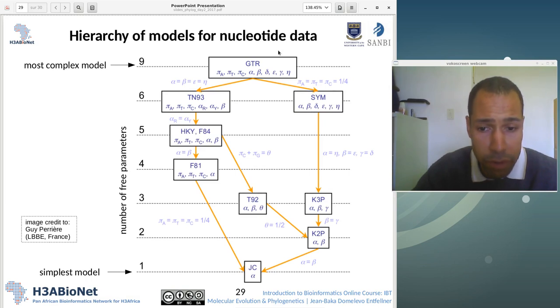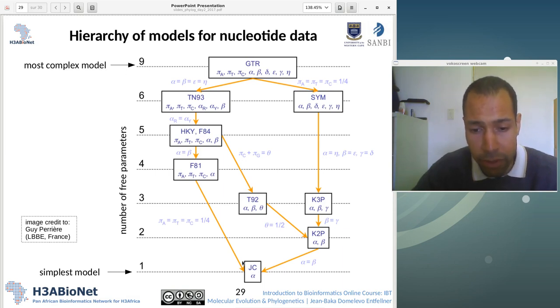All these models on nucleotide data, those I presented in the previous slides as well as others, are recapped in this graph. The image credit goes to Professor Guy Perrier from the LBB in Lyon, France. Here you see each box corresponds to 1 model of evolution on nucleotides, and you have the name of the model and also the canonical name of the parameters that are mentioned in the box. The y-axis is the number of free parameters, starting with 1 and up to 9. So the simplest model is at the bottom, the most complex model is at the top.